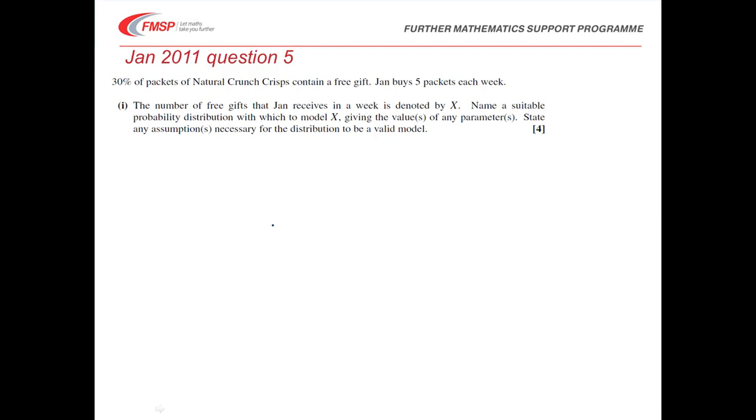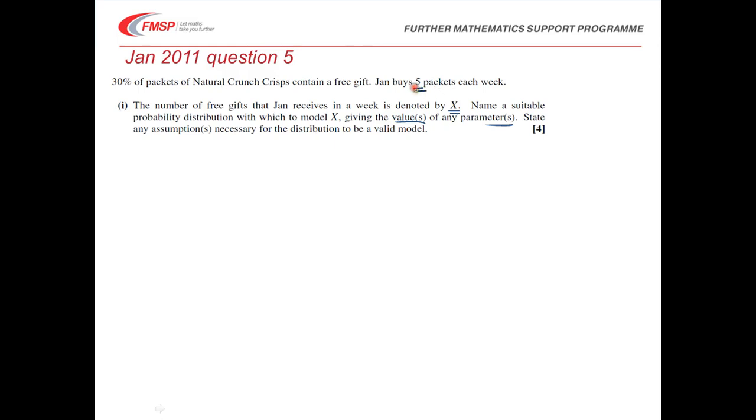Okay, so the next question. 30% of packets of Natural Crunch crisps contain a free gift. Jan buys 5 packets each week. Number of free gifts that Jan receives in a week is denoted by X, so your variable is stated. Name a suitable probability distribution which she should use to model it, giving values of parameters. State any assumptions necessary for it to be valid.